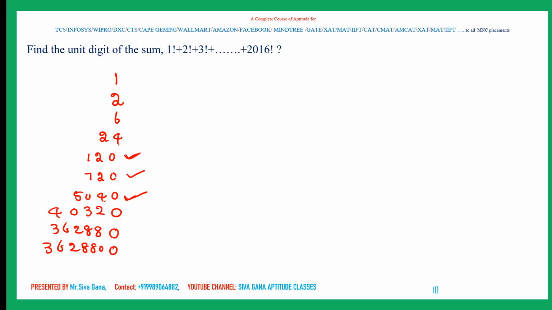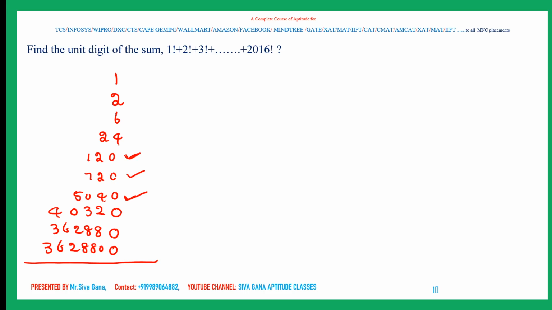40320. These are the factorial values from 1 to 10 factorial. If you observe, from 5 factorial onwards, all the unit digits of the factorials are 0, which means 11 factorial, 12 factorial, and the rest of all the factorials, the unit digit is 0.